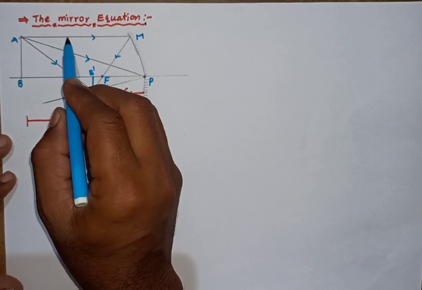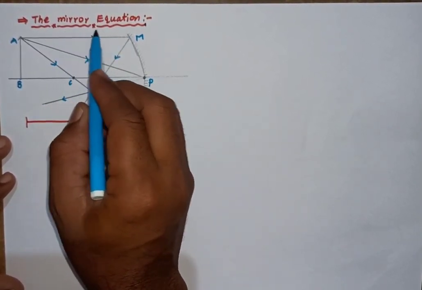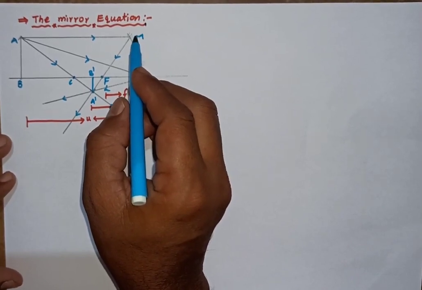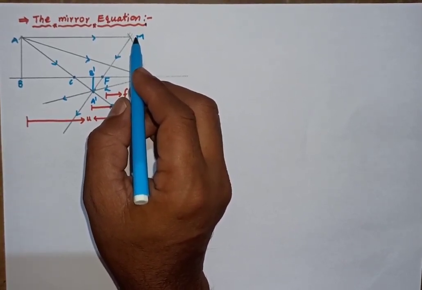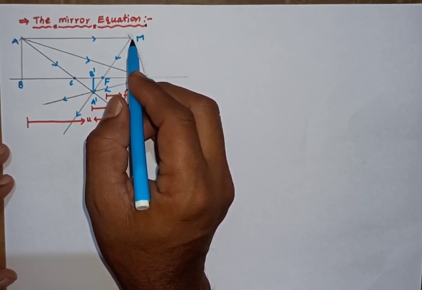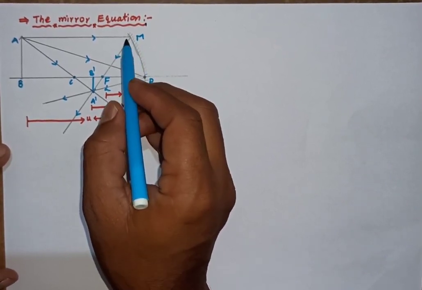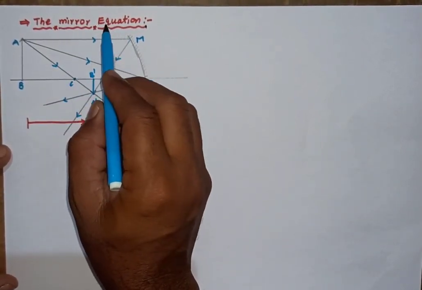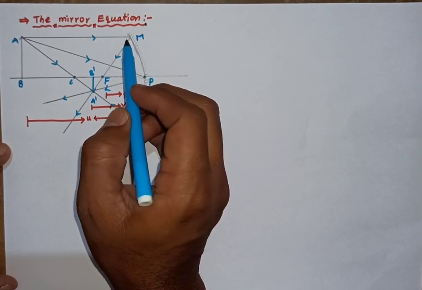Today we will discuss the mirror equation. In the previous class, we had discussed the relation between the focal length and the radius of curvature. So today, we will discuss the mirror equation.